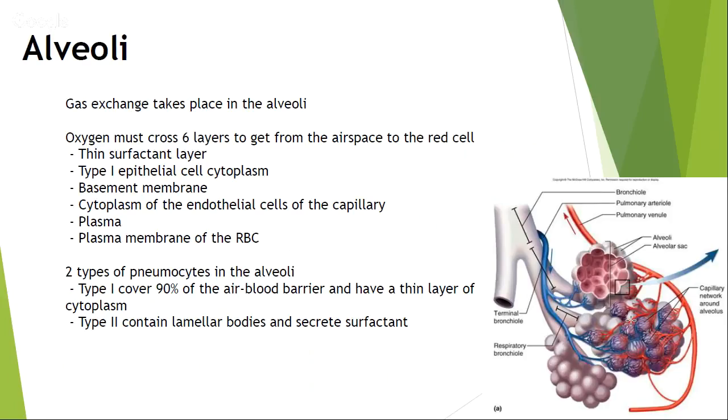Now the alveoli themselves, the location of gas exchange, with 6 layers that air has to cross to get into the red cell itself. In the alveoli, we've got 2 key types of cells. Type 1 cover 90% of the surface area, and they're the ones that form the air-blood barrier that air will cross. Type 2 secretes surfactant.